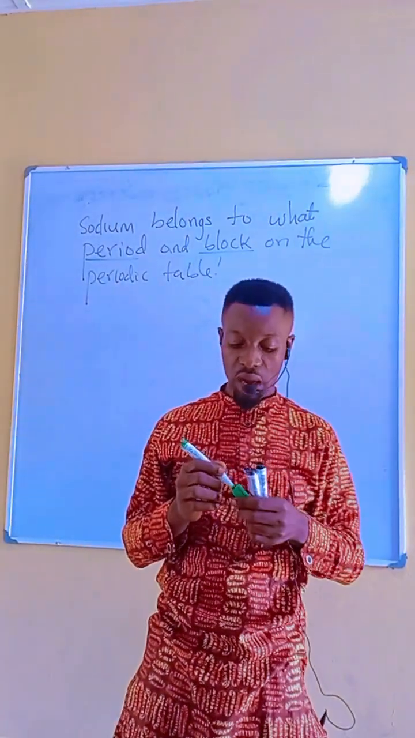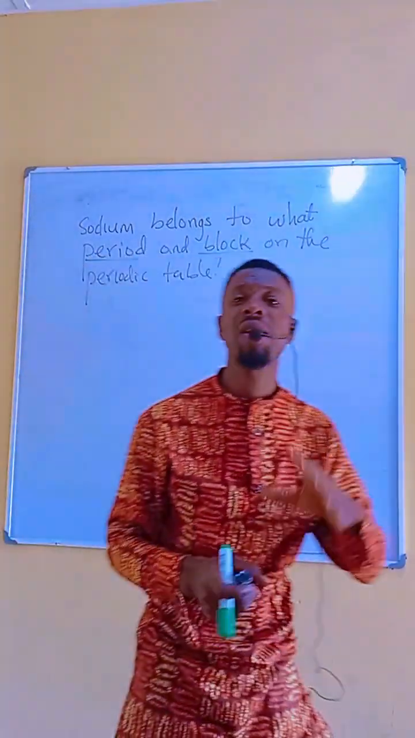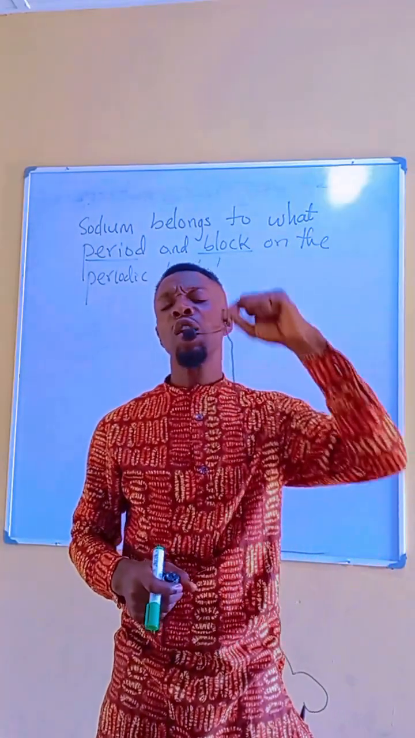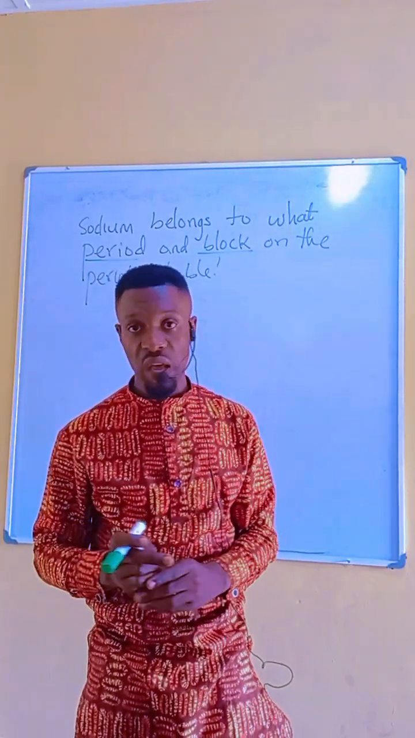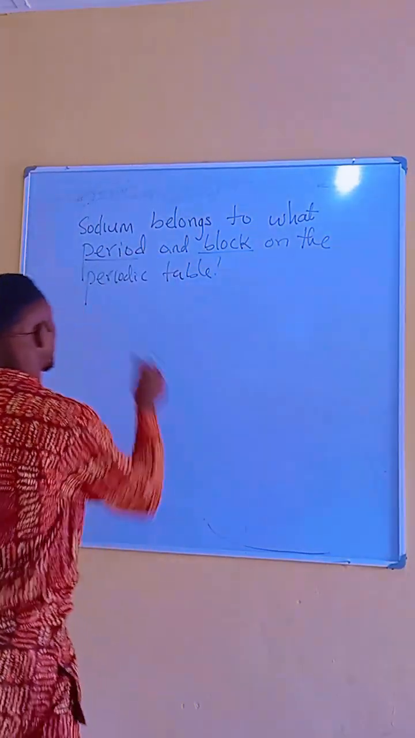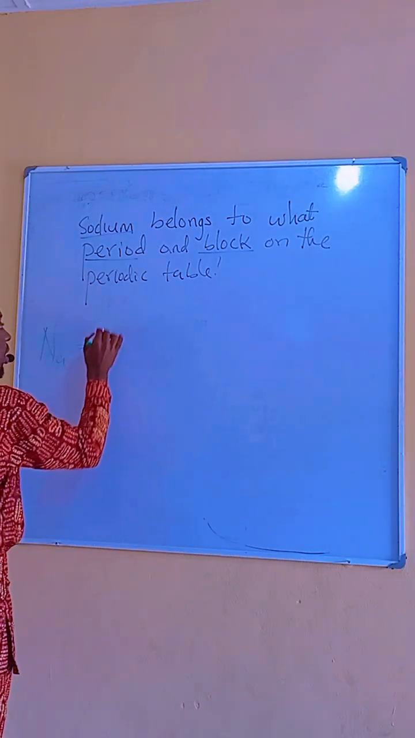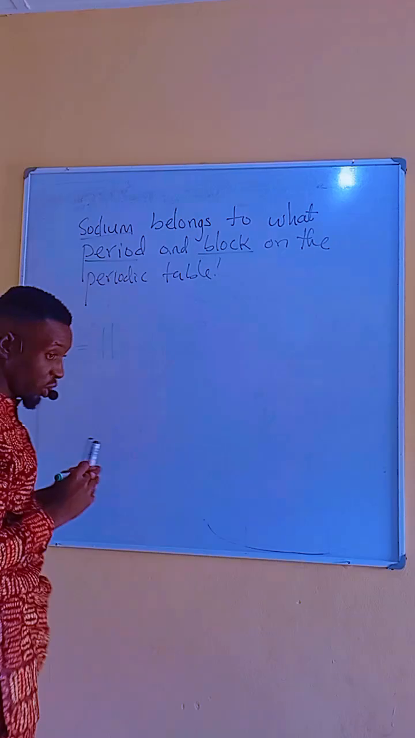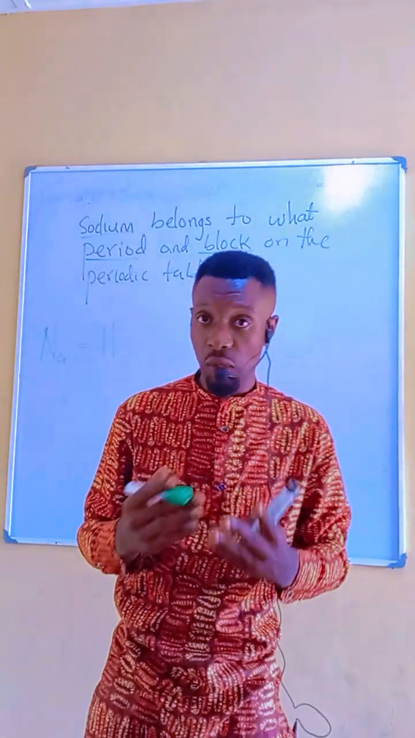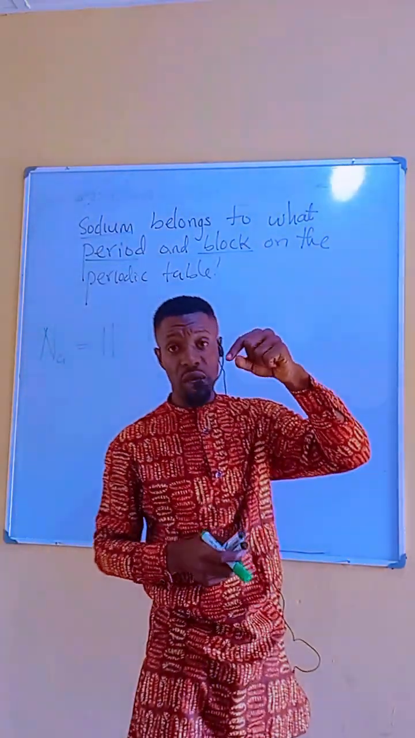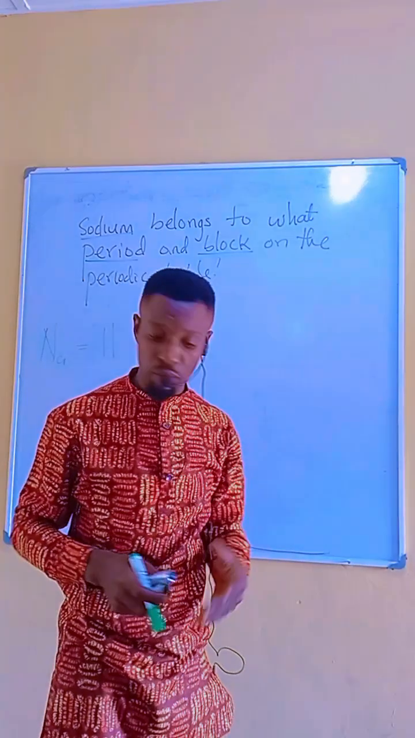block elements. Now, basically, for you to answer this question correctly, you don't need to cram the periodic table. What you need to do is know the electronic configuration of the atom in question. And in this case, we know the atom to be sodium. And sodium has total number of electrons to be what? 11, which we all know. So we are going to draw out the electronic configuration of sodium, and from there we can determine the period and the block in which sodium belongs to on the periodic table.